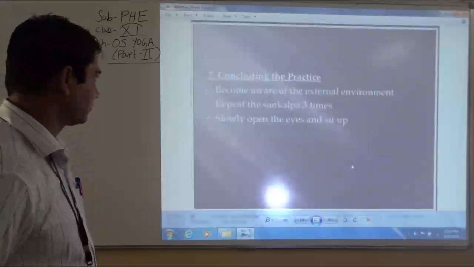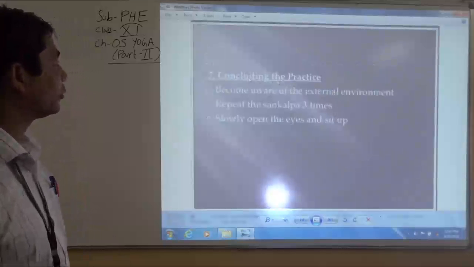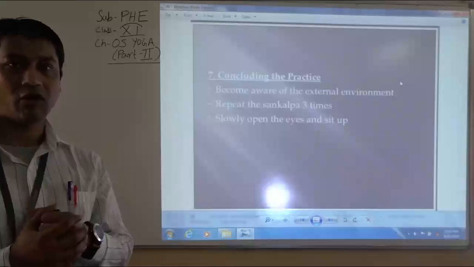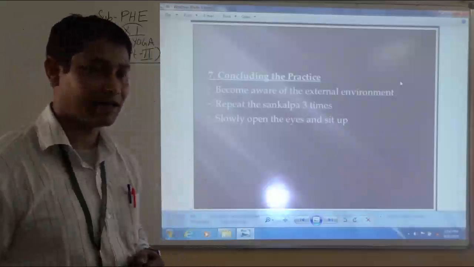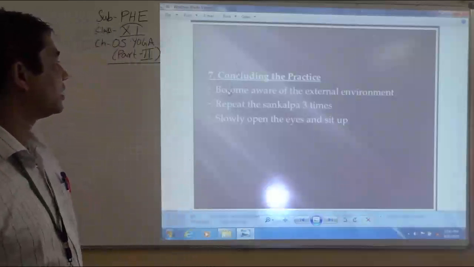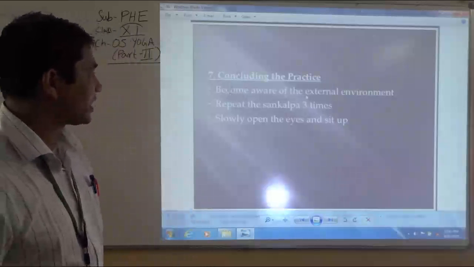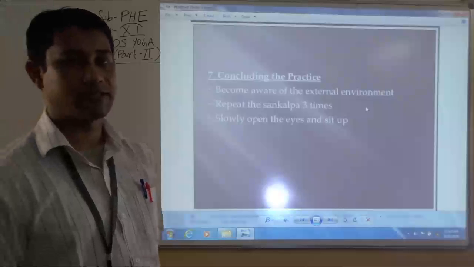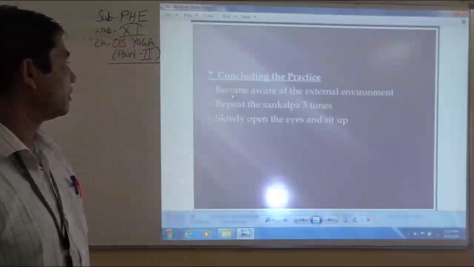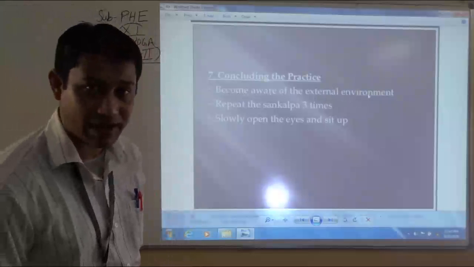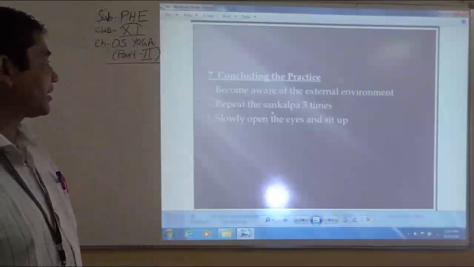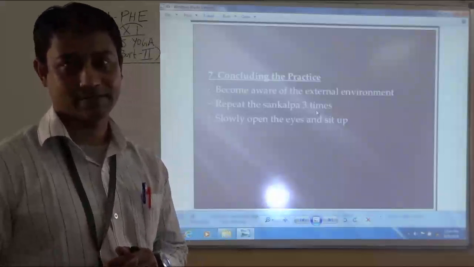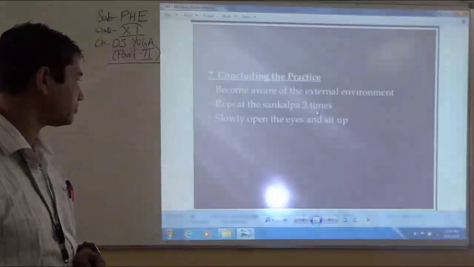The seventh stage is concluding the practice. So what is the conclusion of practicing Yog Nidra? That tells us that the body becomes aware of the external environment. The individual, the subject who is practicing Yog Nidra, will become aware of the external environment. Repeat the sankalp 3 times. So repeat the promise 3 times.